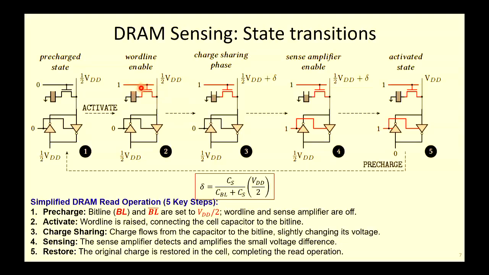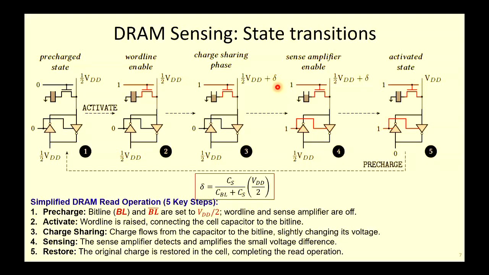The moment you close this switch, this capacitor is, for example in this case, fully charged. Now the bit line also has a capacitance, the bit line capacitance C_BL. So they will share charge among each other, and at the end of the day, both the capacitor and the bit line will reach the same voltage. At the beginning, the bit line is half VDD and the capacitor is VDD, fully charged. After the end of sensing, both will be VDD/2 plus delta. Delta is the extra voltage.